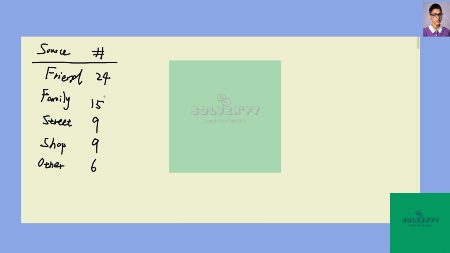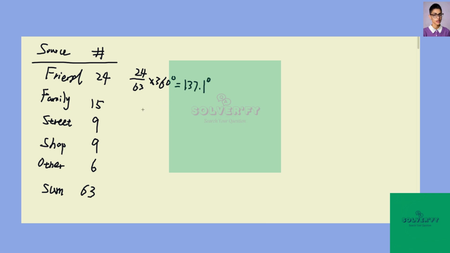The first thing we need to do is to sum all the numbers up. After adding them up, we get the sum equals 63. And now one thing we need to do next is to determine what degrees each part occupies in the pie chart. Well, for the first one, they obtained it from friends. The degree should be 24 over 63 times 360 degrees, which gives us 137.1 approximately.